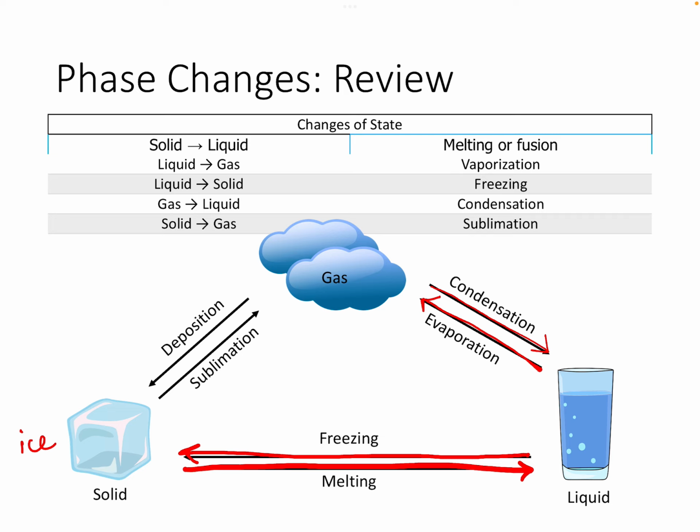Now, there is a special case where you can skip the liquid phase and go straight to the gas phase. For example, if you've ever used dry ice before, that's solid carbon dioxide, and you can just buy this at your local store. But dry ice skips the liquid phase and it goes straight to the gas phase. So that would be called sublimation.